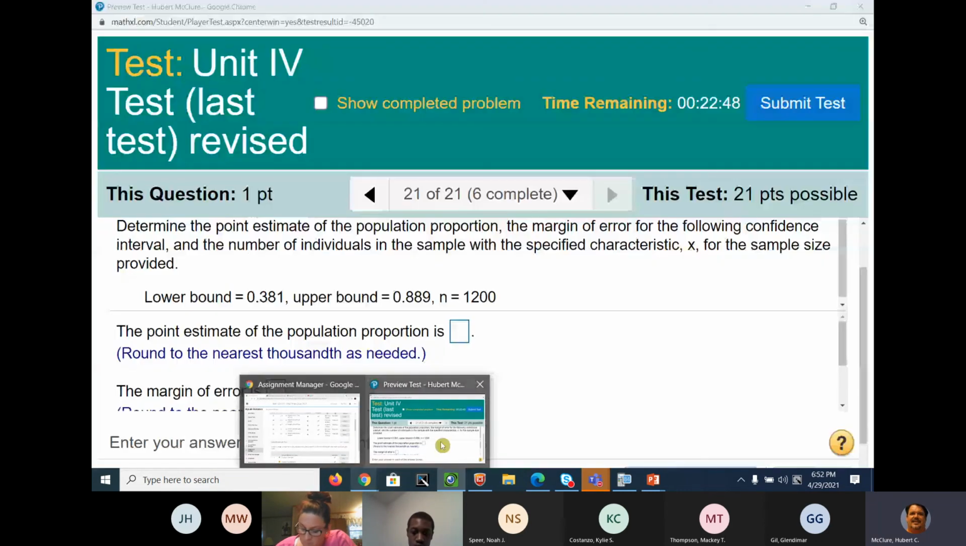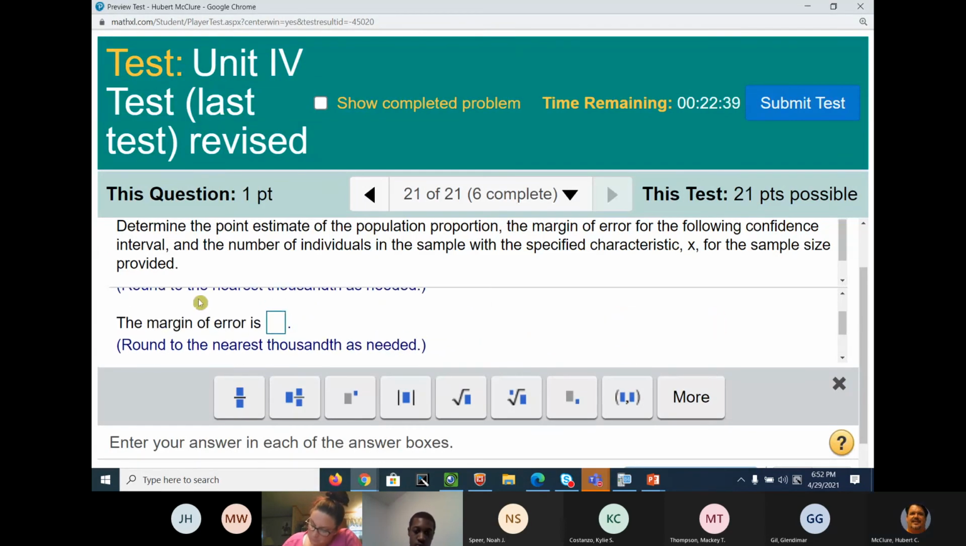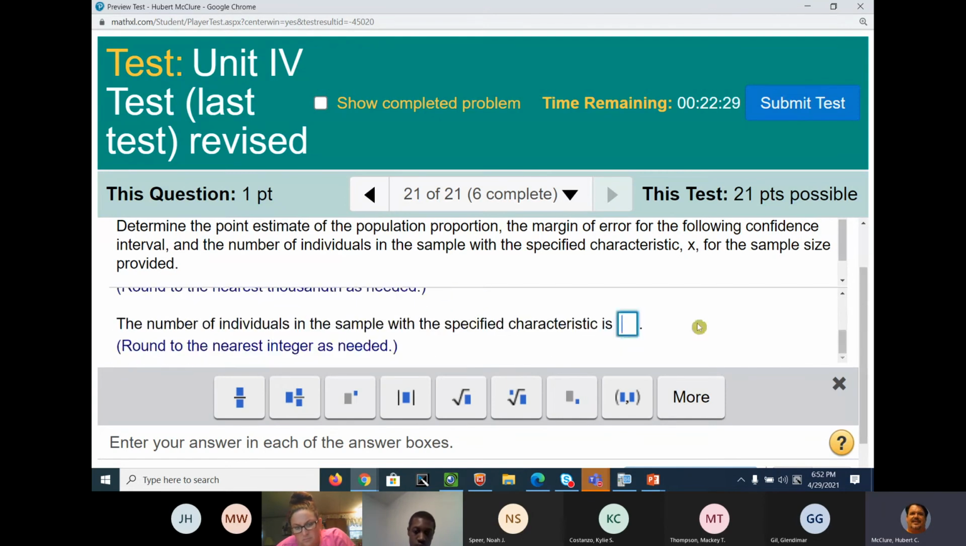Let's see if it's right. The point estimate is 0.635. The margin of error is 0.254. And n times p hat is 762. And I have to bring it down. And that is 100% correct.